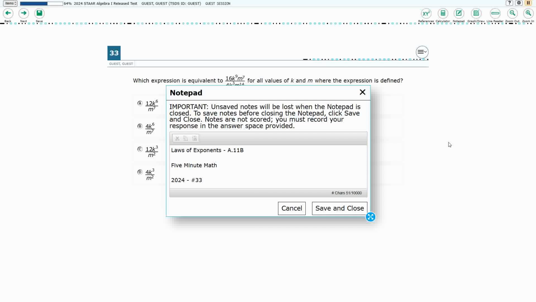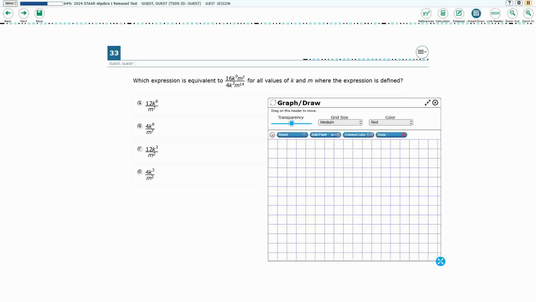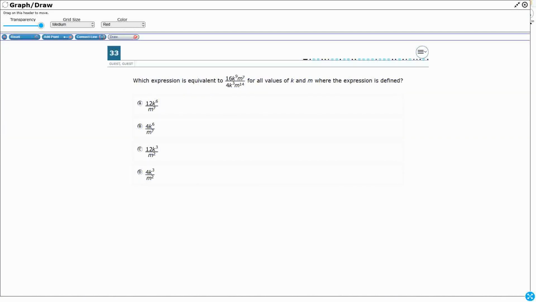Today we are looking at the Algebra 1 concept of laws of exponents. This is standard A.11B in the great state of Texas, and we are using item number 33 of the 2024 released STAAR test. If you haven't done so already, please go ahead and take a moment to pause the video, work this problem out on your own, unpause it, and we will look at our answers together.